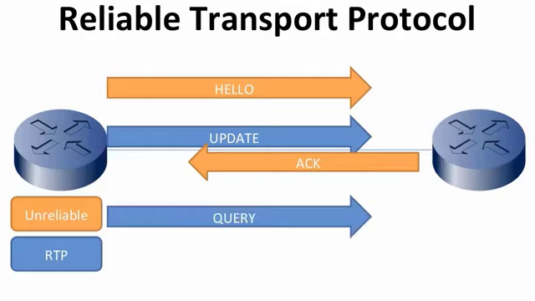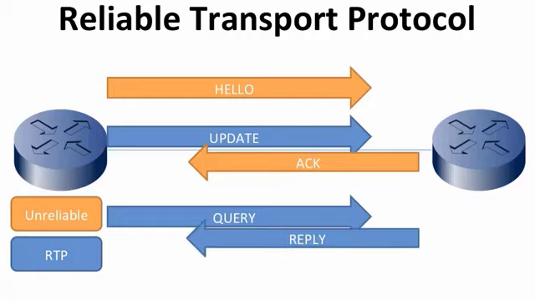Then there's the query message. Remember, the query is to ask, do you have information about this route? And that uses RTP, and the response to that query, the reply, also uses RTP. So 3 different types of messages use RTP: the update, the query, and the reply. And I think that's critical to know for your exam.